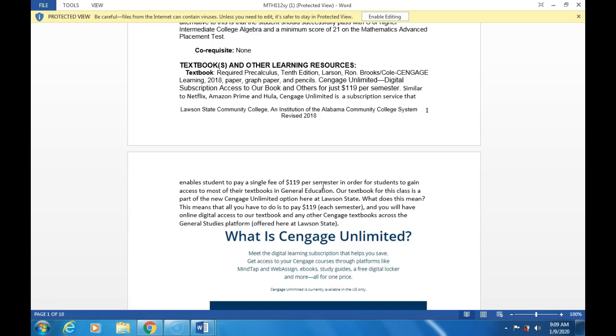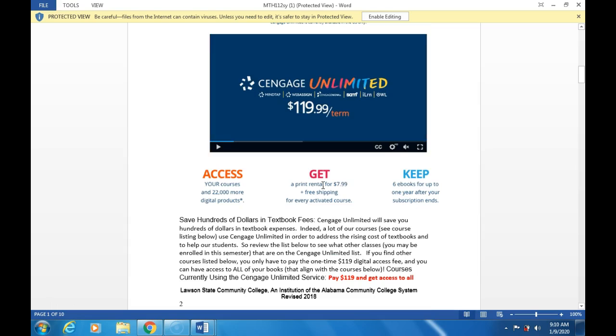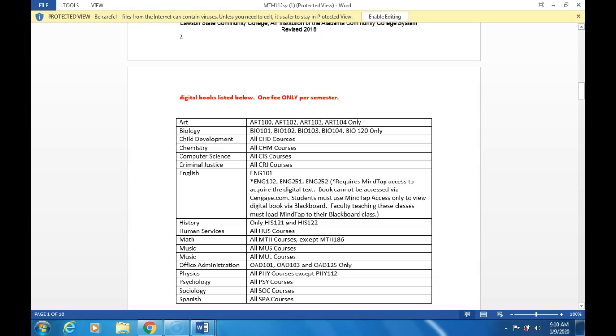Yeah. And you can read all this. To me, this is a lot of advertising for Cengage. I don't think that's appropriate in a syllabus, but they say we have to put it there. Okay, so you can read all this.